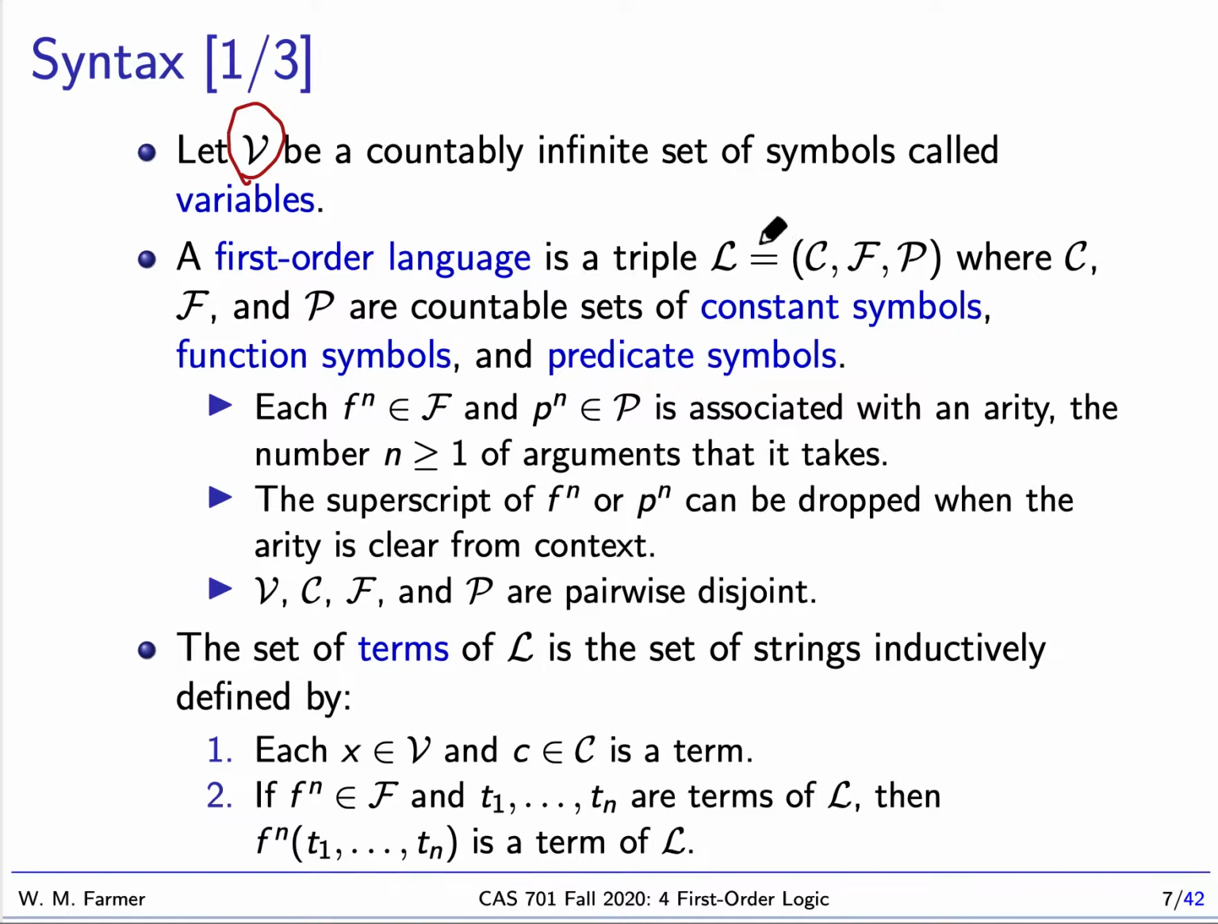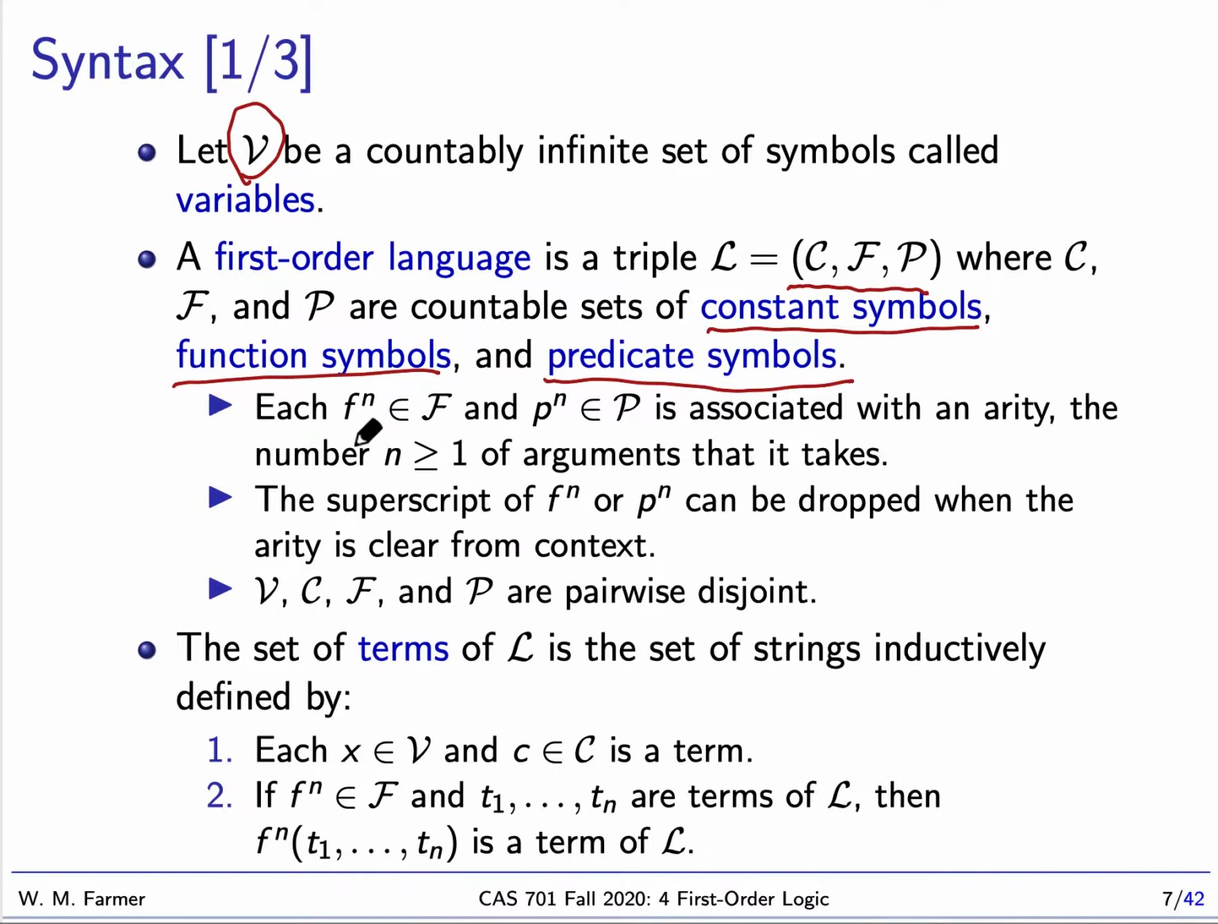So a first-order language is going to be a triple. It's going to consist of a set C, a set F, and a set P. C are going to be constant symbols. They're going to denote individuals. Script F is a set of function symbols. They denote functions. And script P is a set of predicate symbols. They denote predicates. Remember, all a predicate is a function that gives a value of true or false.